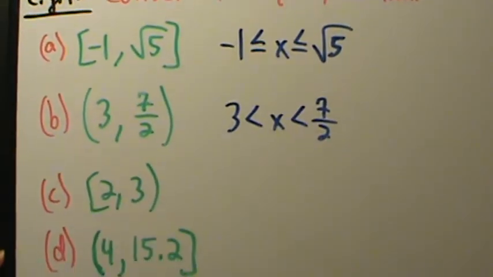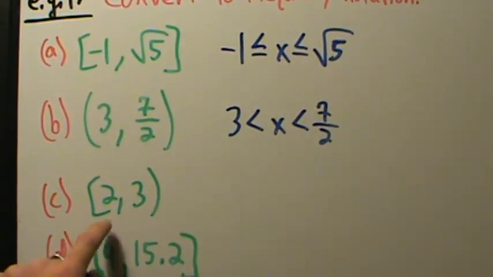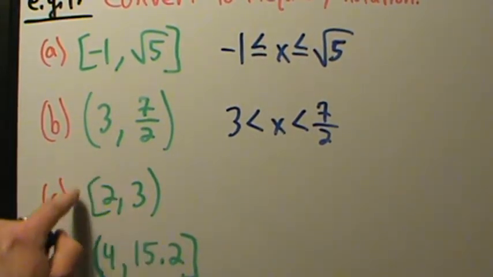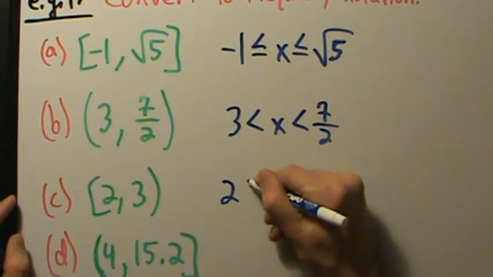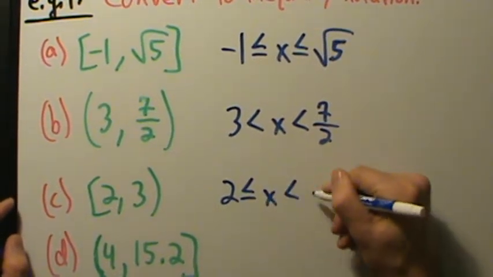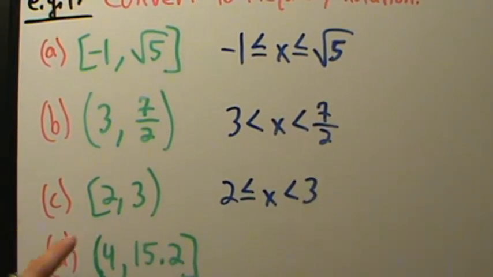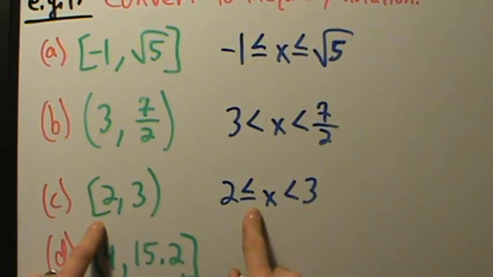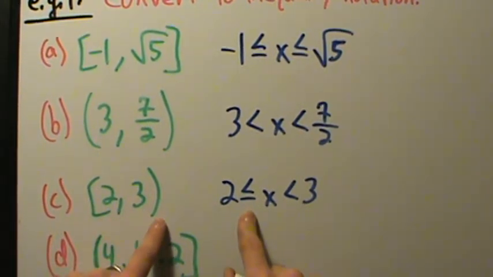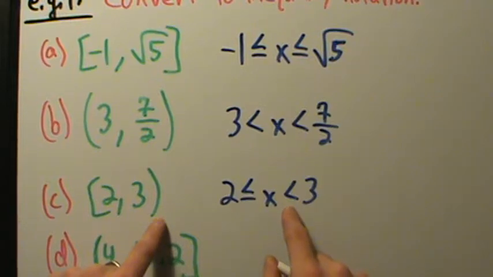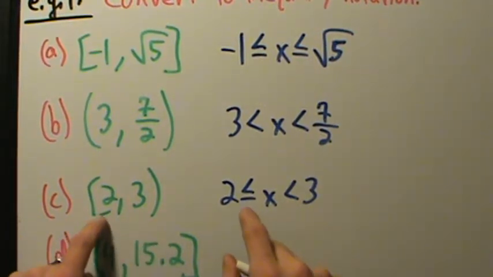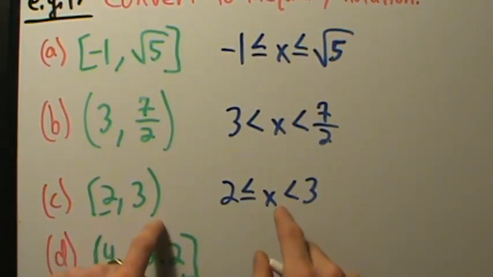Okay. How about part C? Everything from 2 to 3, but square bracket on the 2, so this is 2 less than or equal to x, strictly less than 3. Okay. 2 less than or equal to x because square bracket on the 2, so that, remember, square bracket means less than or equal to over here. And then this 3 has a round parenthesis on it, so that means x strictly less than 3. Okay, so square bracket or equal to, round parenthesis, strict inequality.